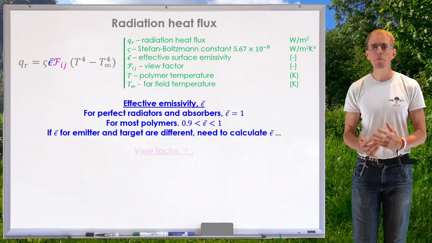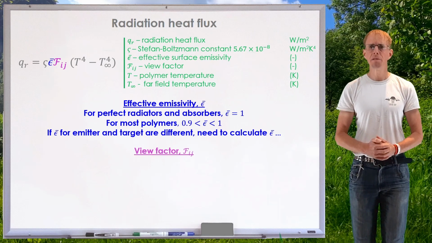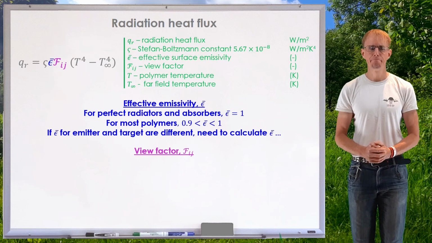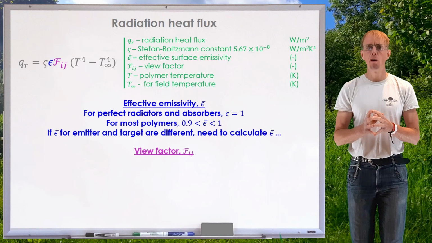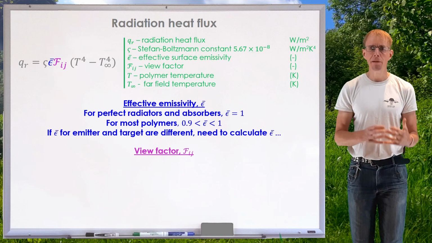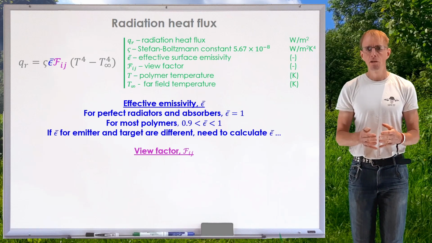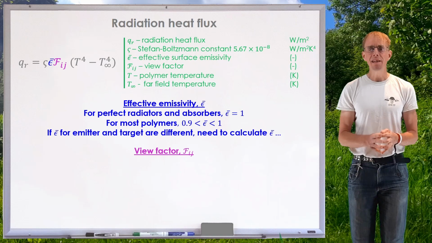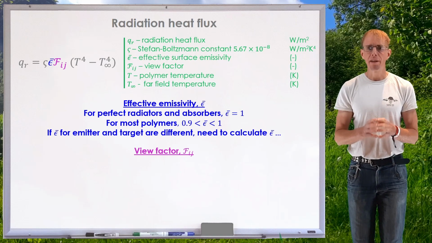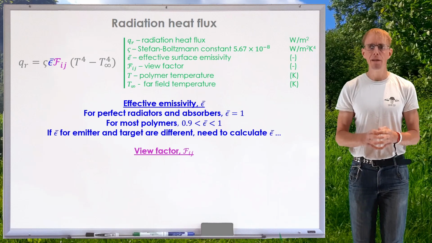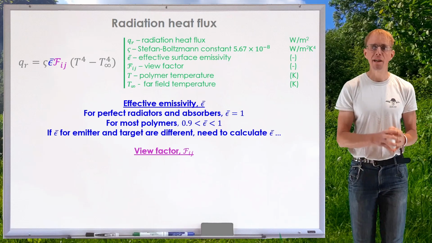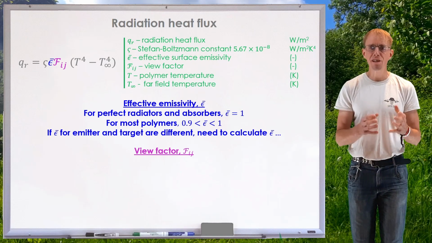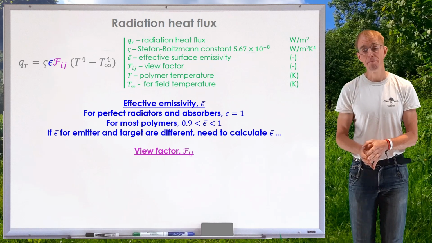All right, let's now think about view factor, script F_ij. Now, radiative heat transfer is all about the transfer of electromagnetic radiation from an emitter to a target. So the view factor is simply stating how much of that infrared radiation leaving the emitter is collected by the target. If my view factor is 0, none of the radiation leaving the emitter hits the target.